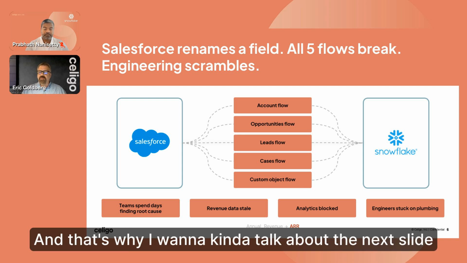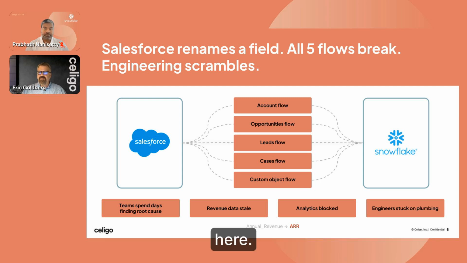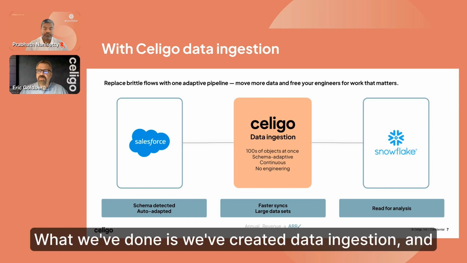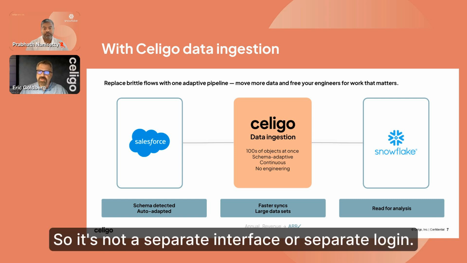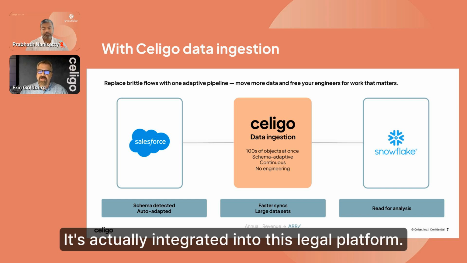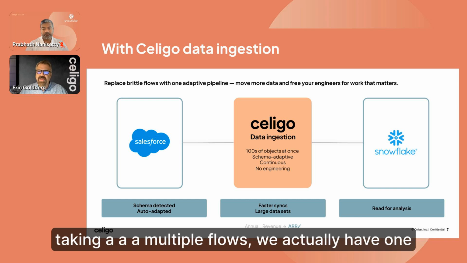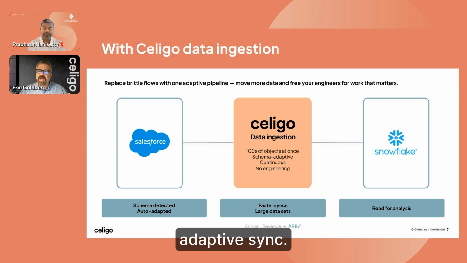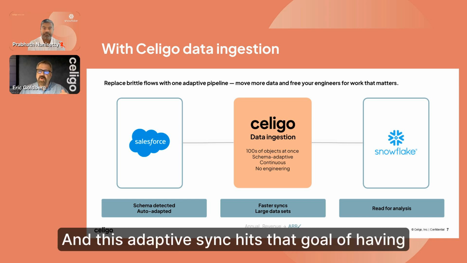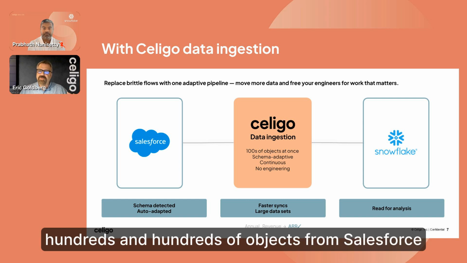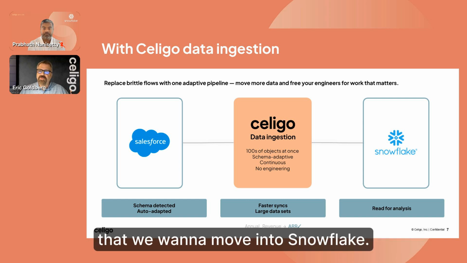And that's why I want to talk about the next slide here. What we've done is we've created data ingestion, and we've made it part of the platform. So it's not a separate interface or separate login. It's actually integrated into the Celigo platform. So as we look here, instead of taking multiple flows, we actually have one adaptive sync. And this adaptive sync hits that goal of having hundreds and hundreds of objects from Salesforce that we want to move into Snowflake.